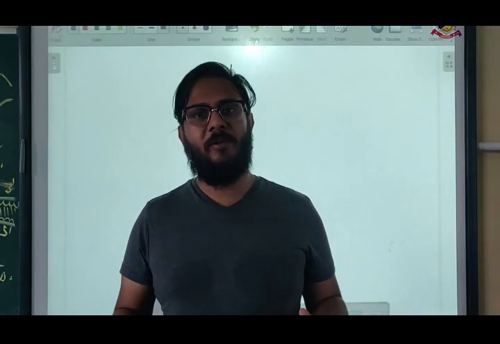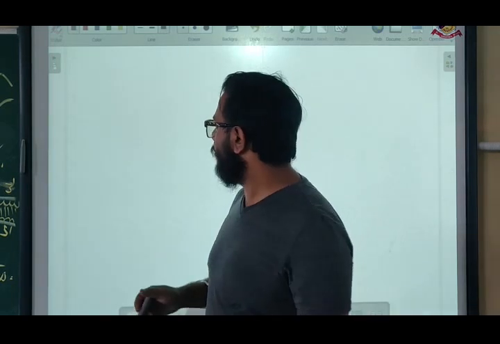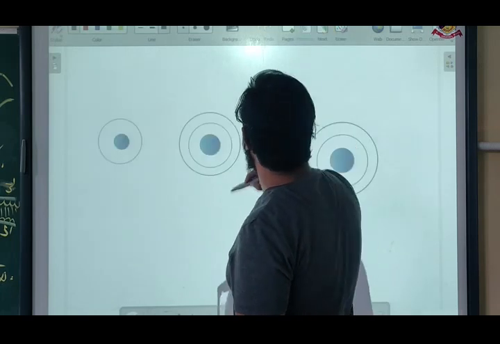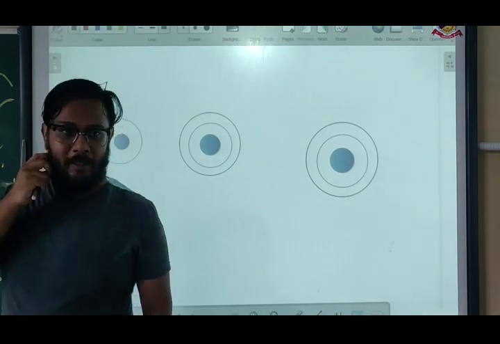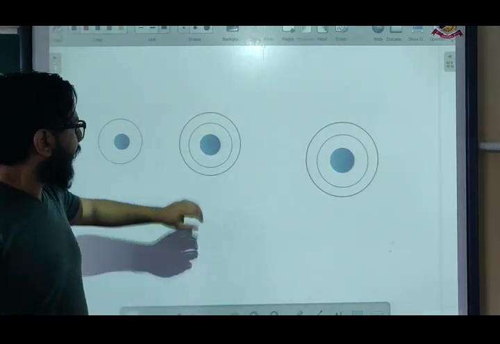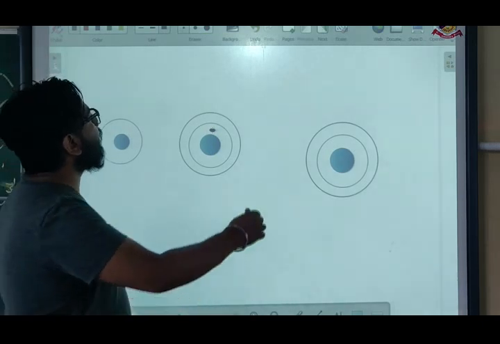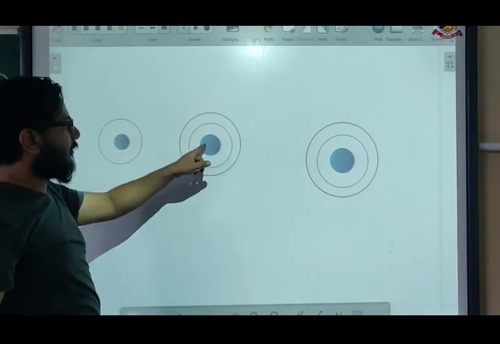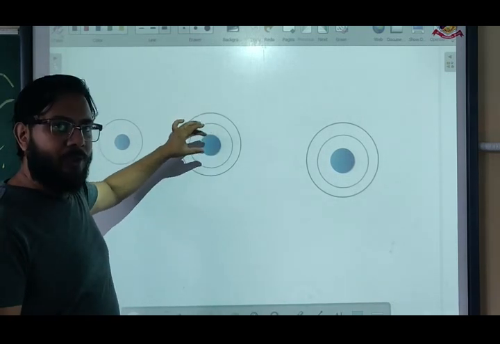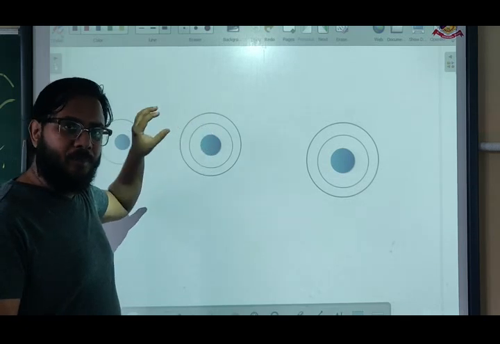So atoms can be further divided into electrons, protons, and neutrons. So this is how an atom looks. In the center, in the blue square, that's the nucleus. Here we'll have protons and neutrons.